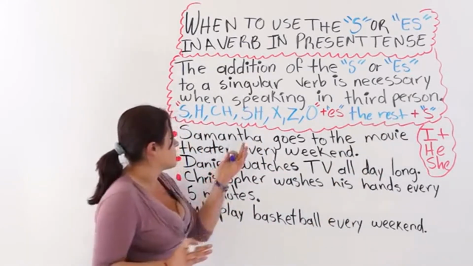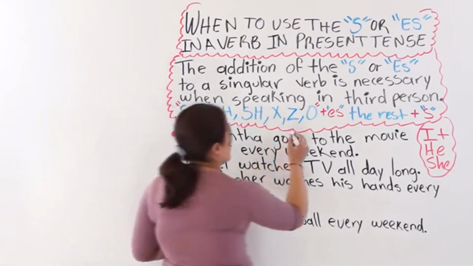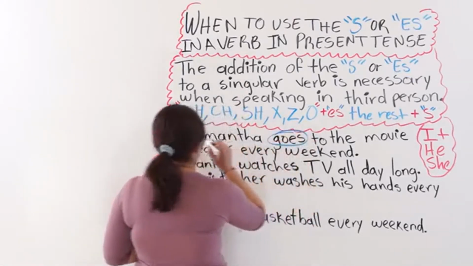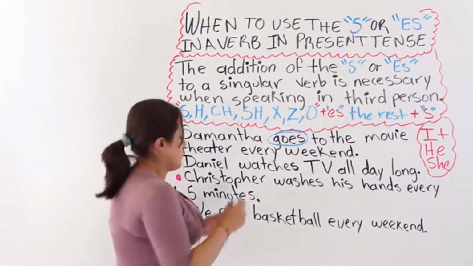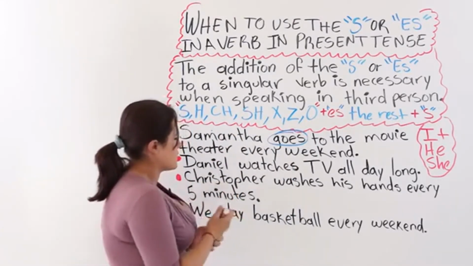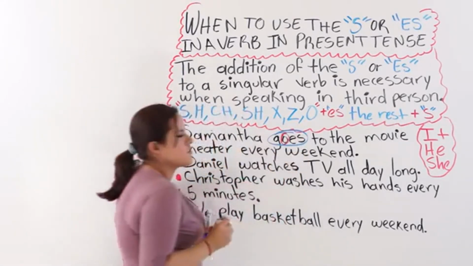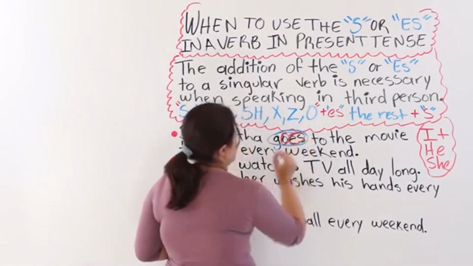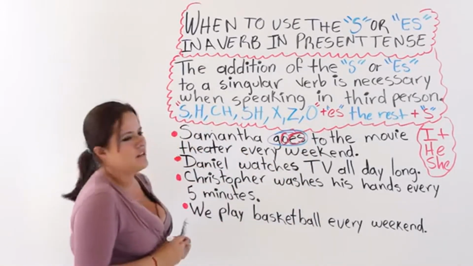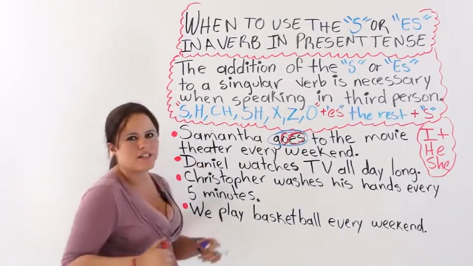For example, the first one says Samantha goes. We are speaking in third person, Samantha, she. All right, so the verb go ends in o, obviously, so that is why we added an es at the end. Samantha goes to the movie theater every weekend.